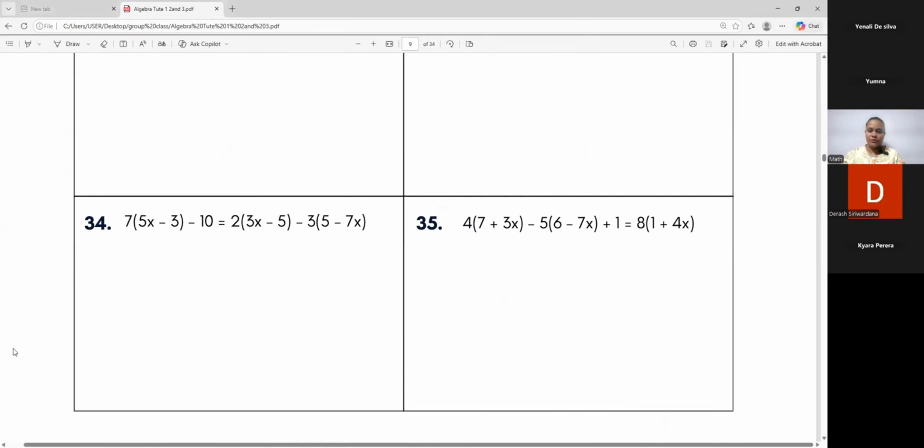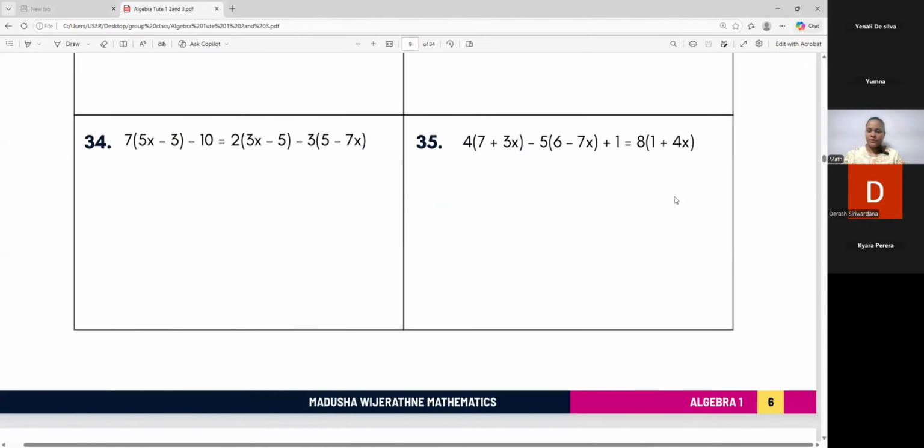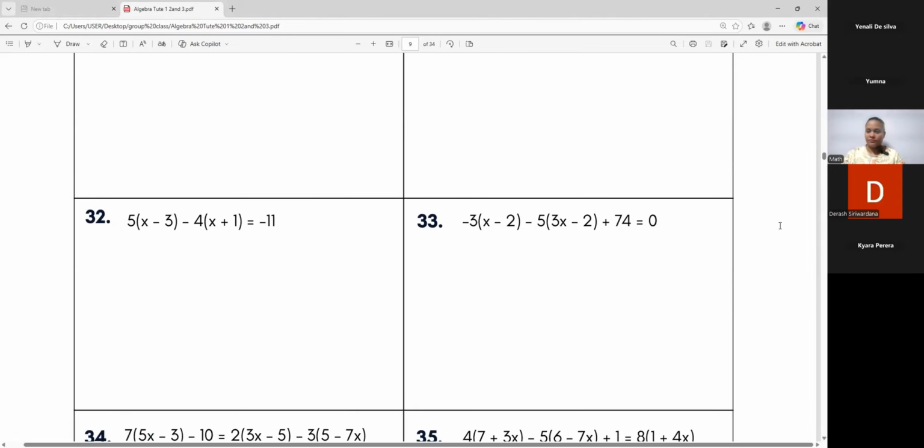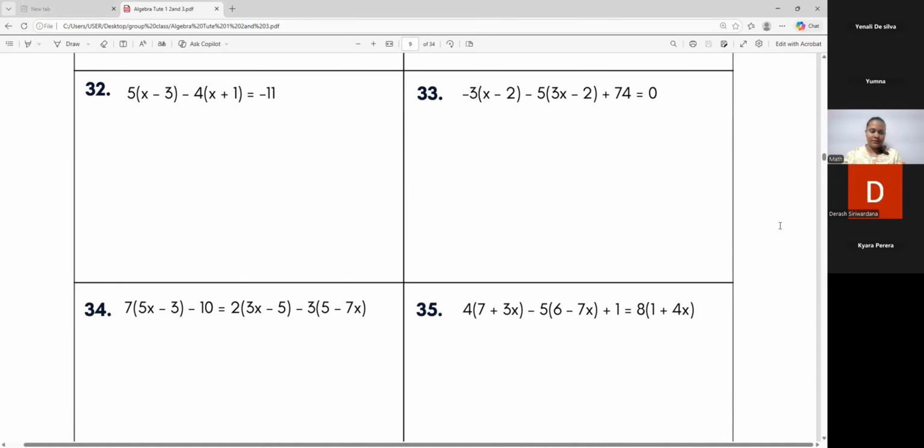Then 34, 35. So you now, keep previous questions? I want to copy a bit. You didn't copy? Yes, miss. Okay, others can do 34 and 35. This, you want to write 33 or 32?